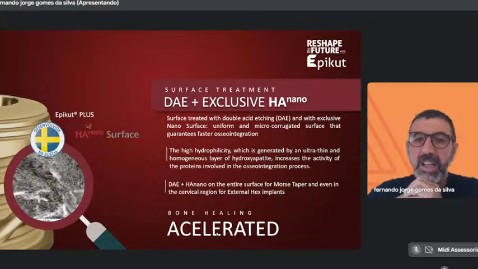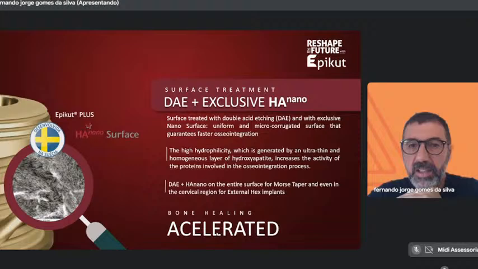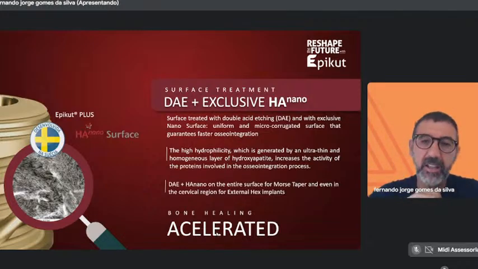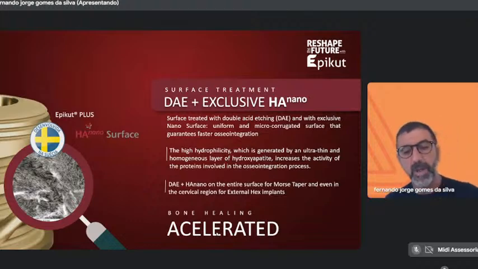DAE, the double acid etching, with an exclusive HA nano. It's a uniform and micro-corrugated surface that guarantees faster osseointegration. It has high hydrophilicity, which is generated by an ultra-thin and homogeneous layer of hydroxyapatite, that increases the activity of the proteins involved in the osseointegration process. I have to say, this kind of surface was developed in Sweden in the Promimic company.